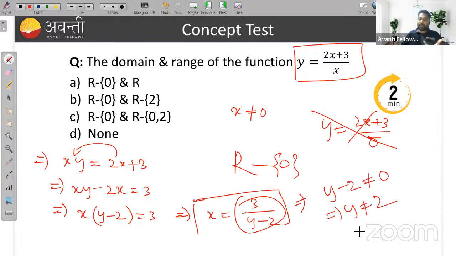So what will the range be? Set of all real numbers except 2. So answer is option B. R minus 0 is my domain and R minus 2 is my range.